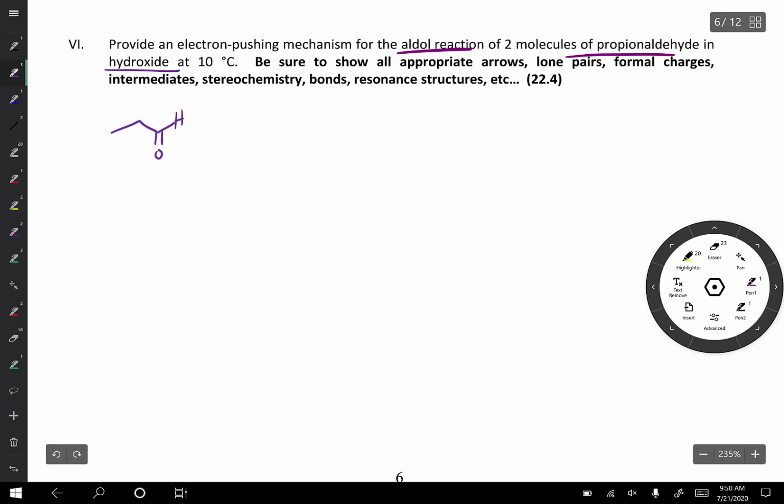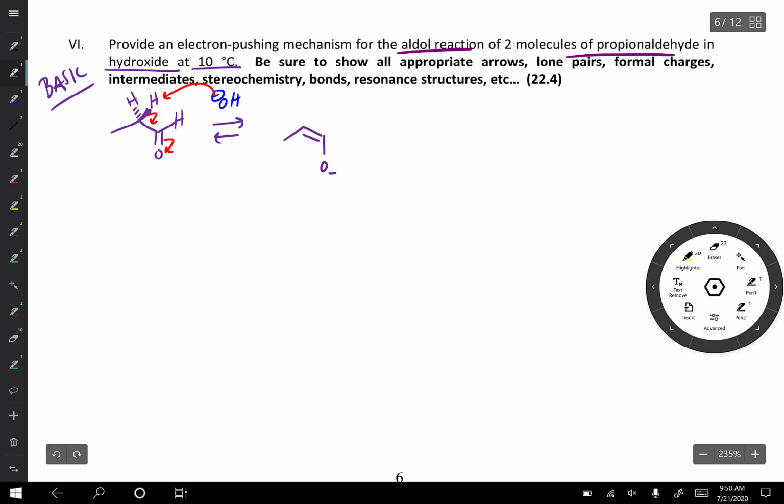It says it's in hydroxide, so we know that we are under basic conditions. It's also at 10 degrees. This is reaction conditions that you don't have to have memorized. In this case, the key here is that we do have hydroxide, and we know that this is in equilibrium with the enolate. So what I'm going to do is draw our hydroxide, and then I'm going to come in, and we know that we're going to form our enolate, just as shown.